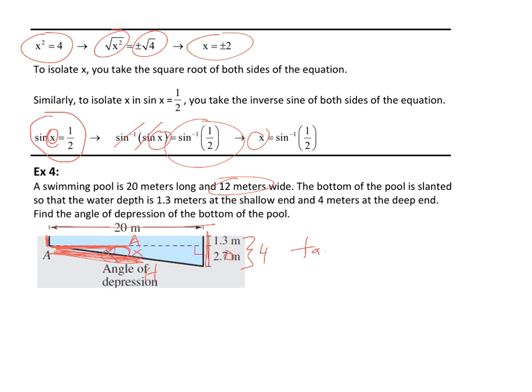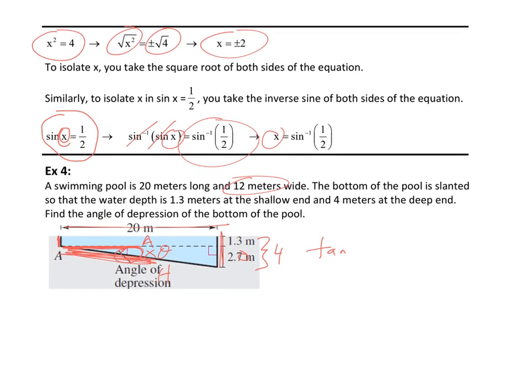So I have tangent of x. Could also call this theta. X or theta, whatever you want to call it. I'll just call it theta now. Tangent of theta is equal to opposite. Don't put 4. It's just this little piece here for the triangle, 2.7 over 20. And now to get theta by itself, I take the inverse tangent of both sides.